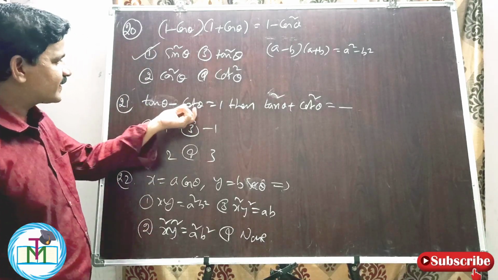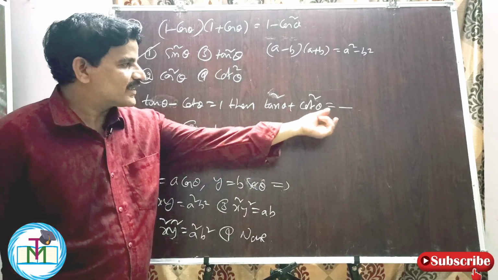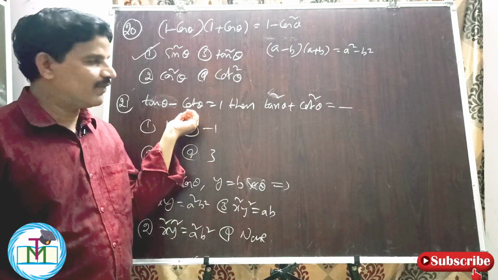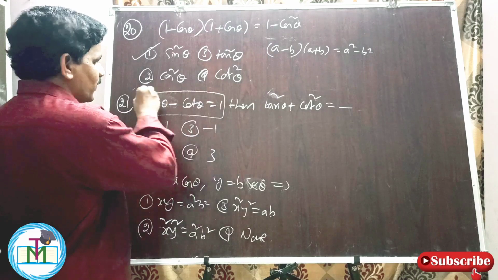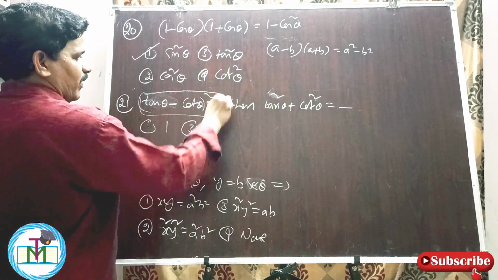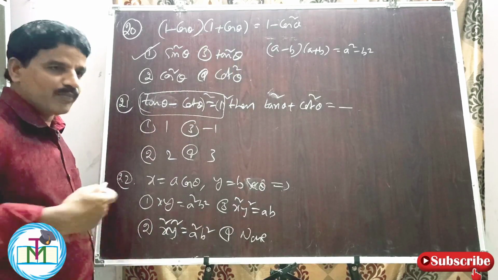21. Tan theta minus cot theta is equal to 1. Then tan square theta plus cot square theta is equal to how much? Here the value of tan theta minus cot theta is given. I want tan square theta plus cot square theta. Take squaring on both the sides. A minus b whole square is a square plus b square minus 2ab.